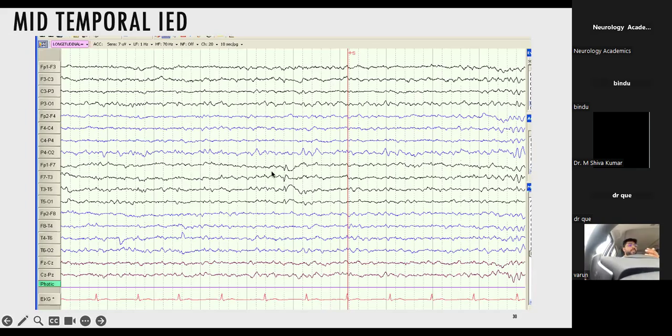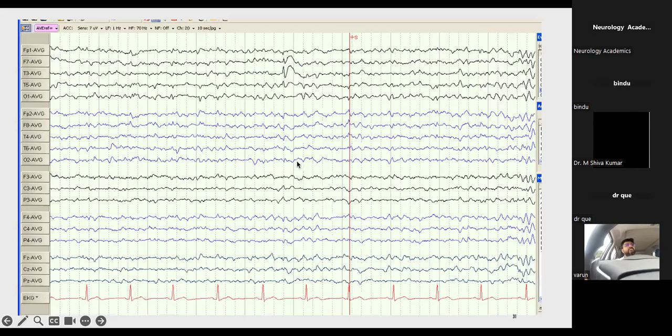Common average showing maximum amplitude or voltage at T3. This is a mid-temporal IED.